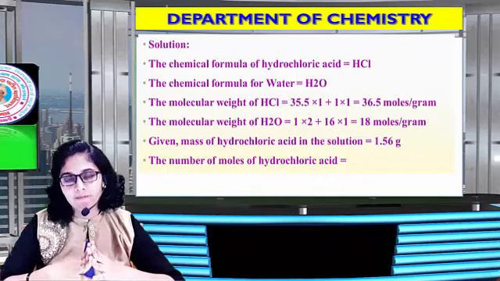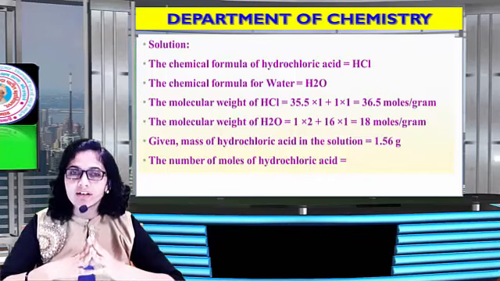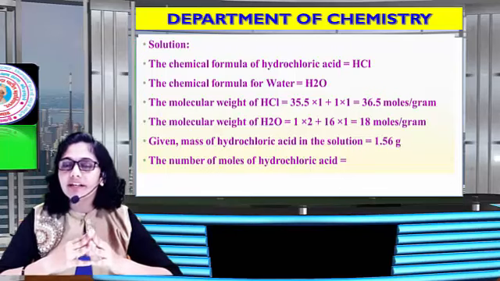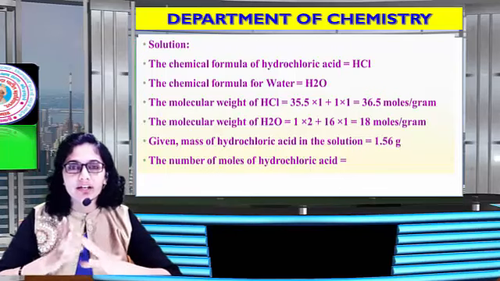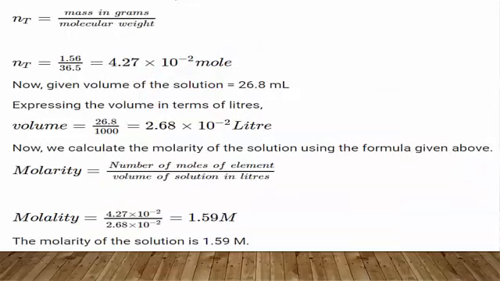So if we take the ratio of weight upon molecular weight, that is 1.56 upon 18, whatever answer we get is the number of moles, and the answer is 4.27 into 10 raised to minus 2 moles. So the number of moles is 4.27 into 10 raised to minus 2. Here they give the volume of solvent as 26.8 ml, so we need to convert that 26.8 ml into liters.